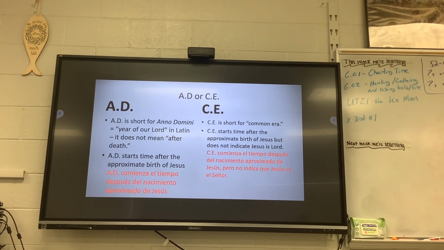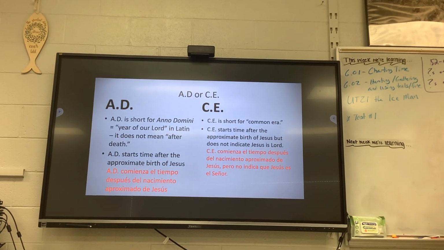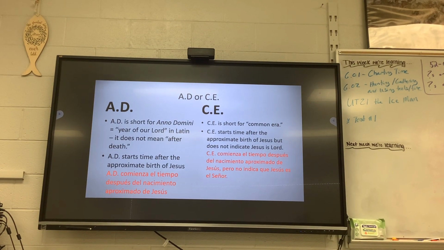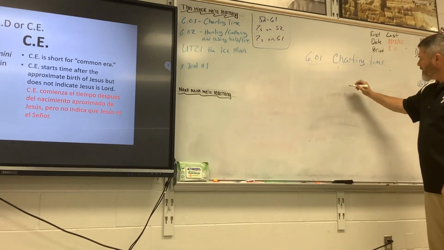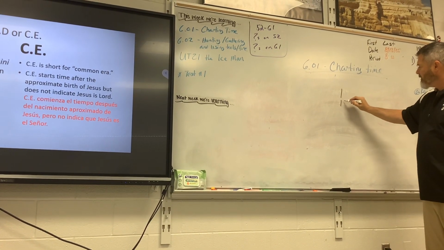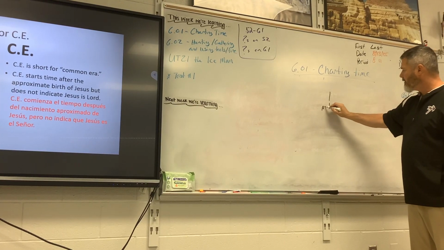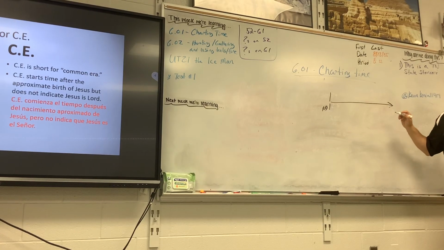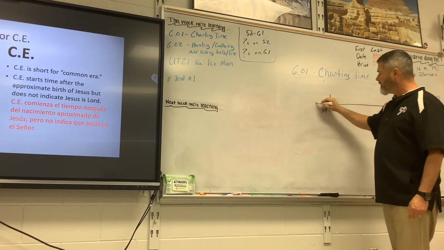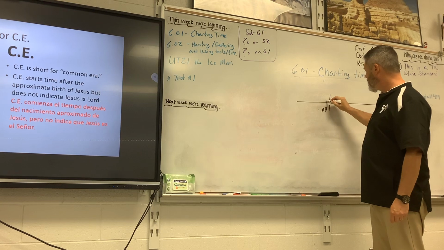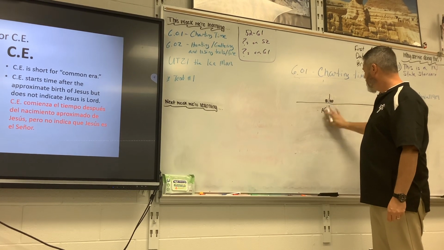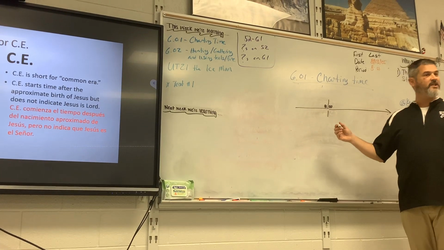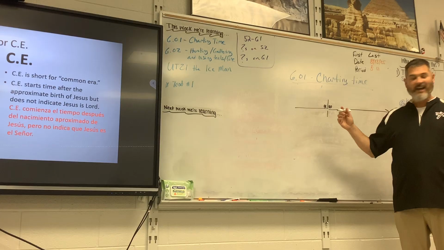Now, why would I say the approximate time of Jesus' birth? Don't we know exactly when Jesus' birth is? So we think that Jesus' birth is AD 1. And then everything else after that is after the birth of Jesus, right? Anything before that is BC. Right? However, when they calculated when they thought Jesus was born, they got it wrong. They got it wrong by a few years.